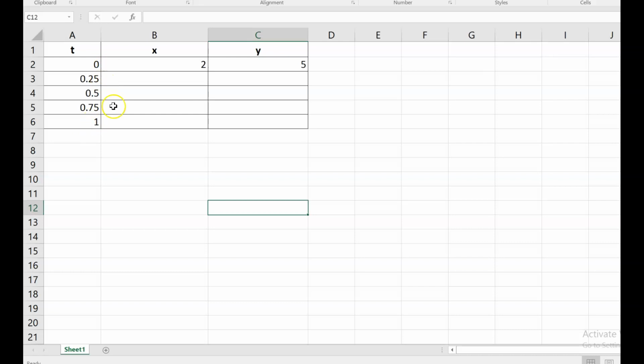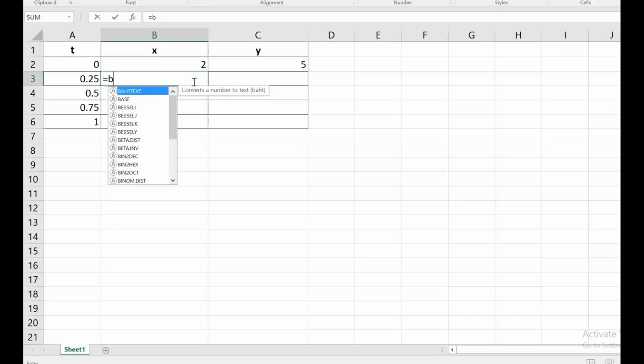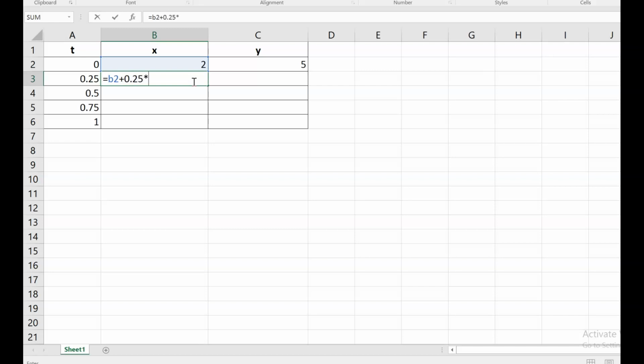So in here I've got the t values, I've got our initial x and our initial y. What we're going to do is go into the next x position and put our formula in. So we have to start with an equal sign. Our previous x is in cell B2, so it's going to be B2 plus delta t, which is 0.25, times the right-hand side of the x equation says 2 times our previous x, which is in B2, plus 3 times our previous y, which is in cell C2. All right, so do that, press enter to execute it.